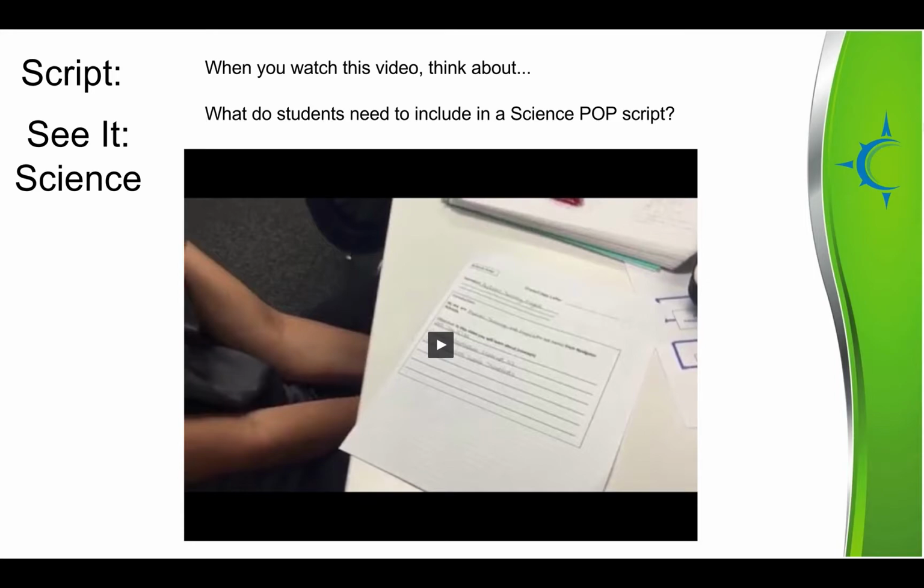Now that you've had a moment to reflect, we can see a science script includes an objective and multiple questions based on their readings. They must include a detailed answer for one question and summaries for the other questions. Remember, these scripts are examples and can be modified to fit the student's needs and your curriculum.